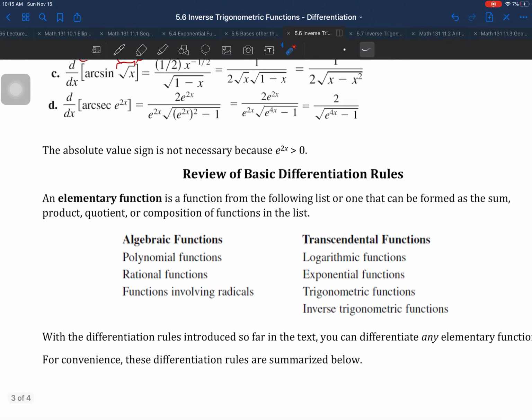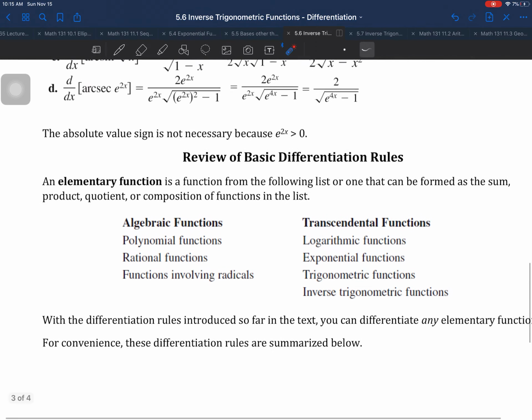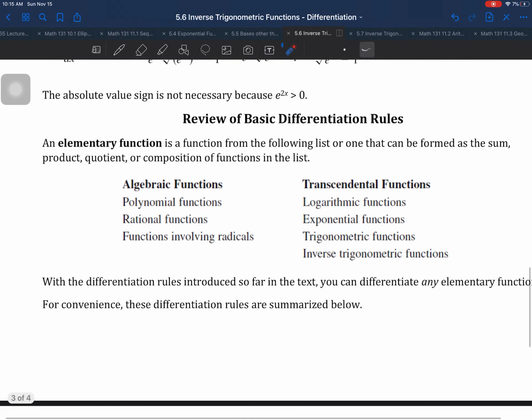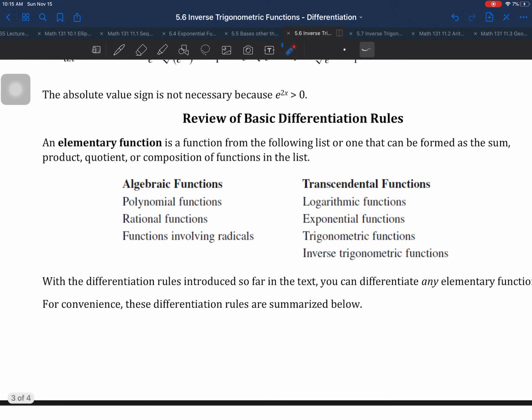All right, so this summarizes all the rules that we've done so far. The elementary function is a function from the following list, or one that can be formed as a sum, product, quotient, composition, or function of this list. So these are the algebraic functions, the polynomials, the rationals, functions involving radicals. So for these we use a combination of the power rule and quotient rule, and then we have some transcendental functions.